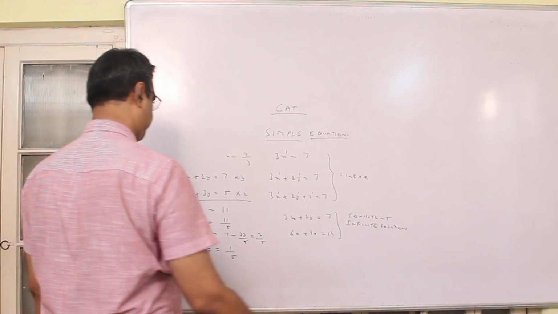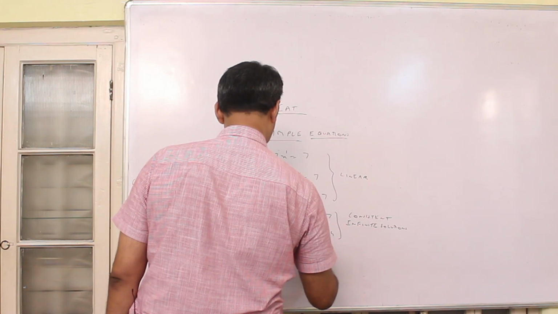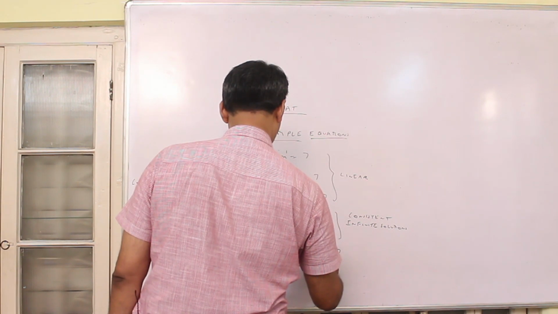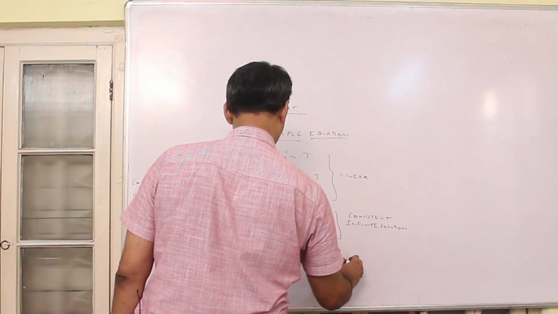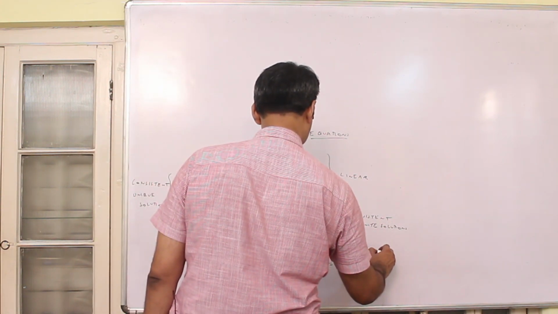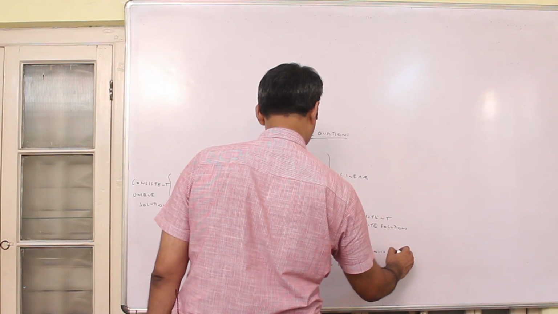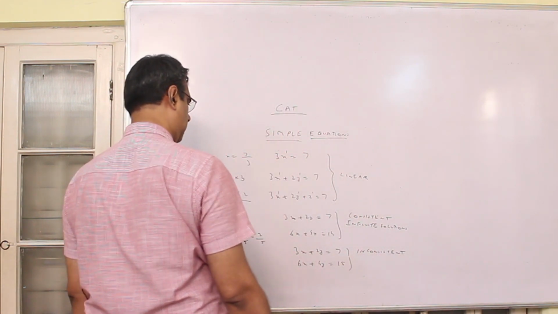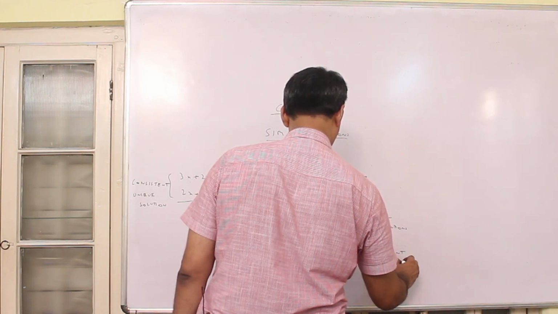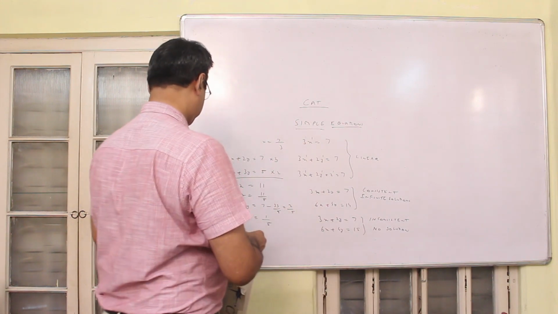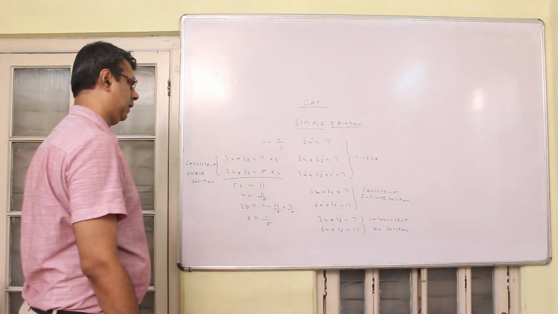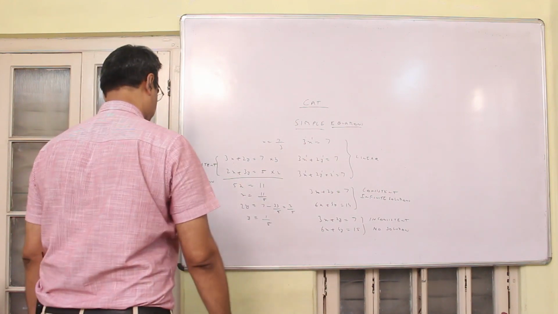Now suppose the two equations were like this, 3x plus 2y equal to 7 and 6x plus 4y equal to 15. In that case, these equations will become unsolvable or inconsistent, and they will have no solution. So these are the three categories: consistent with unique solution, consistent with infinite solution, and inconsistent with no solution.